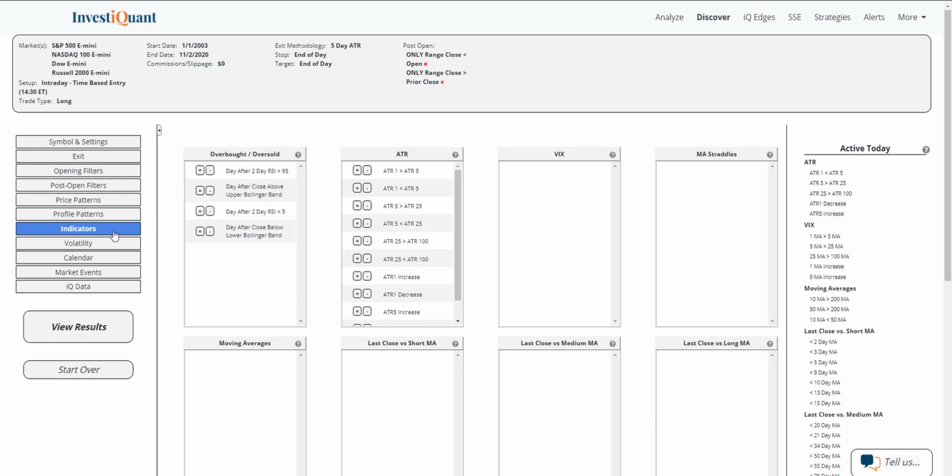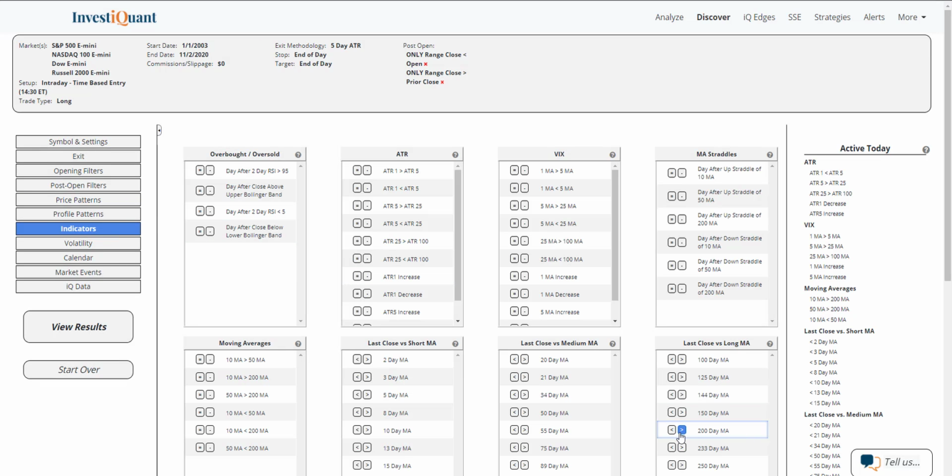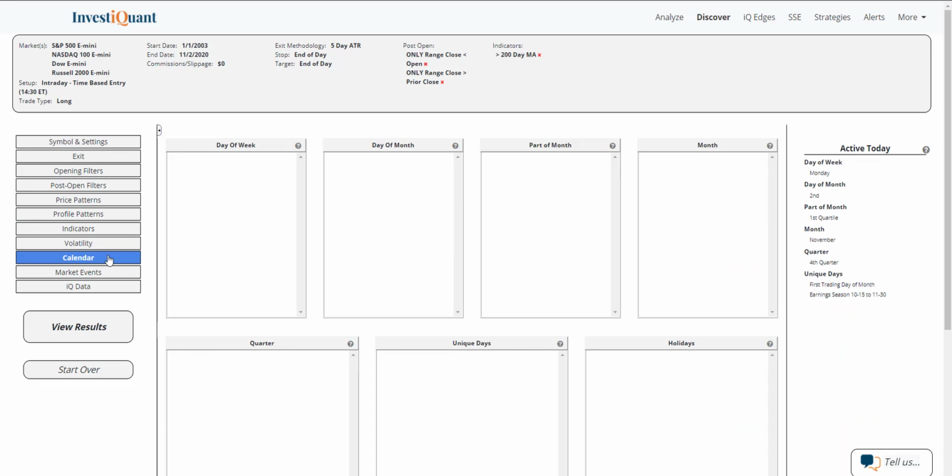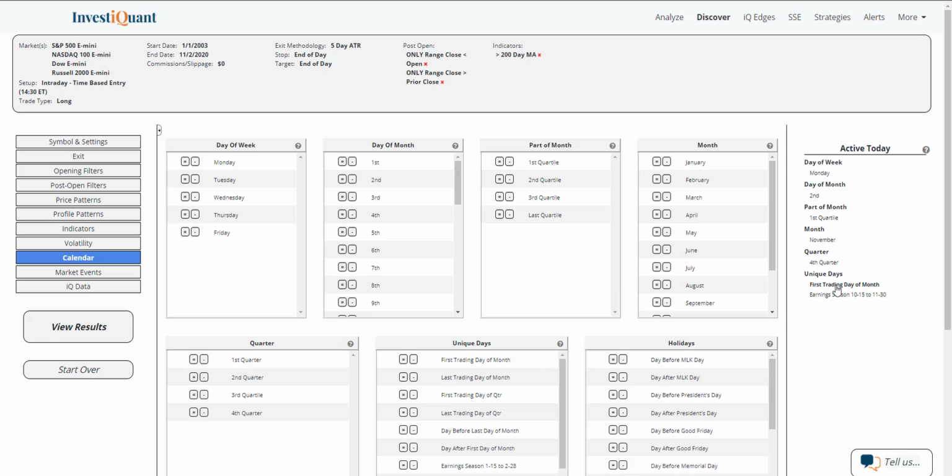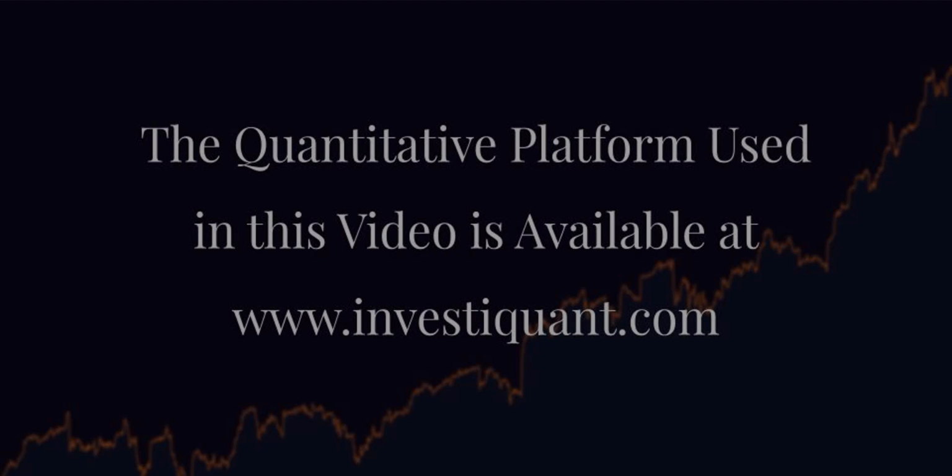And then next, I'm going to go into indicators, and I'm going to say we are above a 200-day simple moving average. And then lastly, I'm going to go to the calendar section and say it is the first trading day of the month. That is right over here in the active today. So I can just click it over there and hit view results.